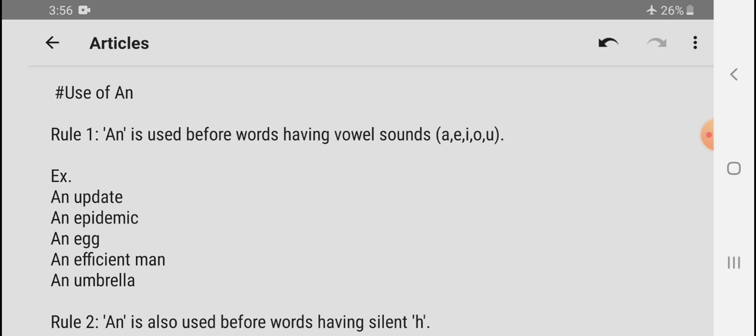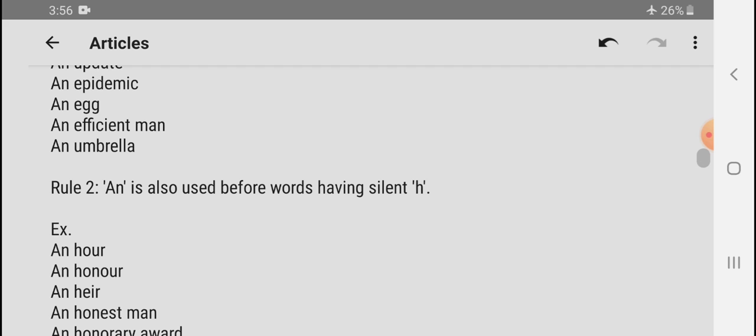That is, any sound that starts with a, e, i, o, u. For example, an update, an epidemic, an egg, an efficient man, an umbrella. So any sound you get in the English language that starts with a vowel, you use "an" before it. This one is pretty easy. Let's go to rule number 2.